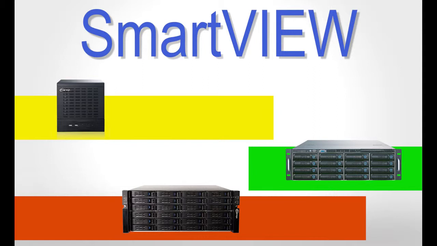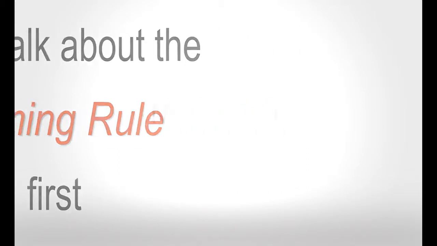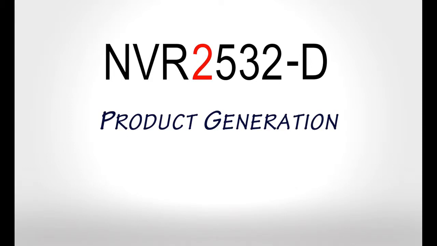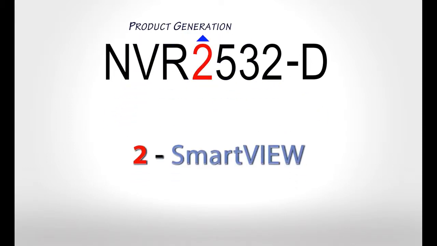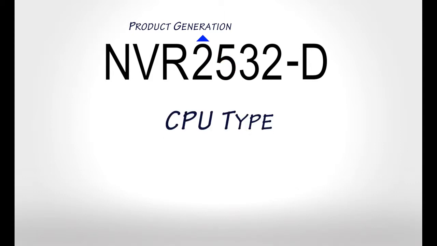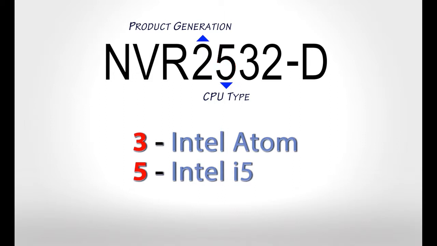Before discussing the 3 categories, let's talk about the naming rule of SmartView first for your better understanding. Here is an example. The combination of the first 3 characters indicates the product is NVR. The fourth character represents the product generation. 2 means SmartView and 5 means Skywalk. The fifth character stands for the CPU type. 3 means Intel N10 and 5 means Intel i5.